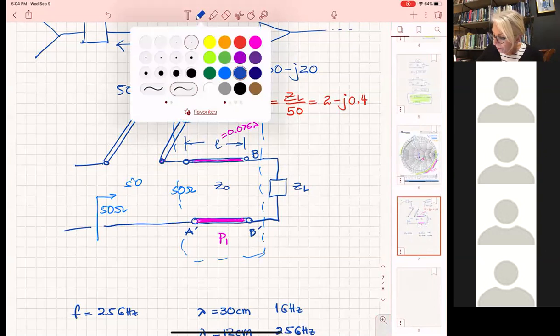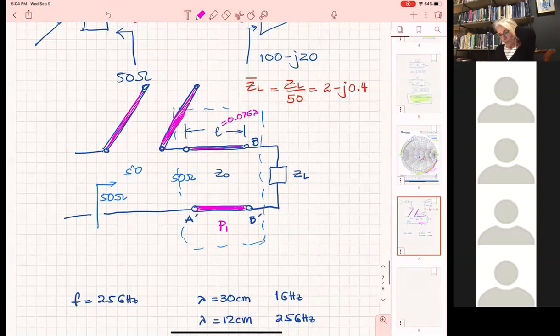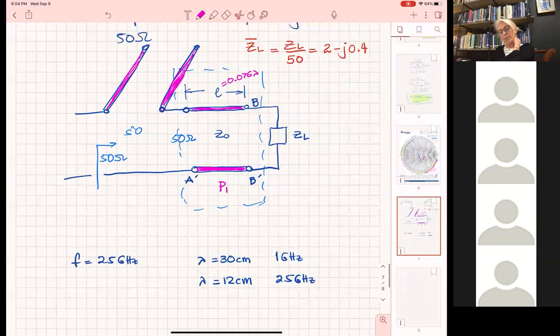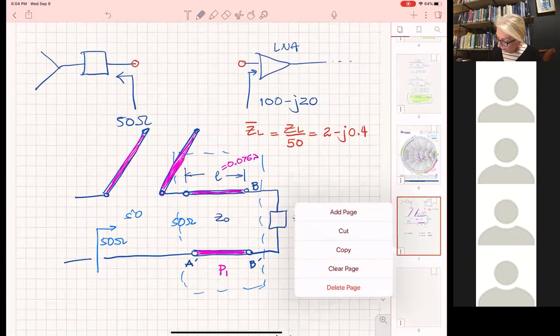All right, so let's try to do this. This is very similar to the previous solution we had. The only thing is that we put the section of the line first. We changed the real part by moving to become 50 ohms, and then we put the stub to cancel the reactance.